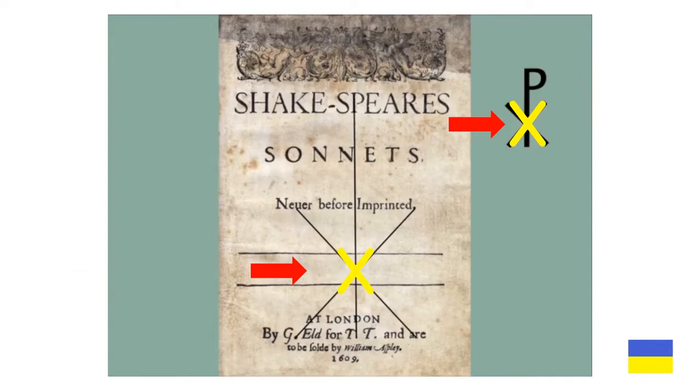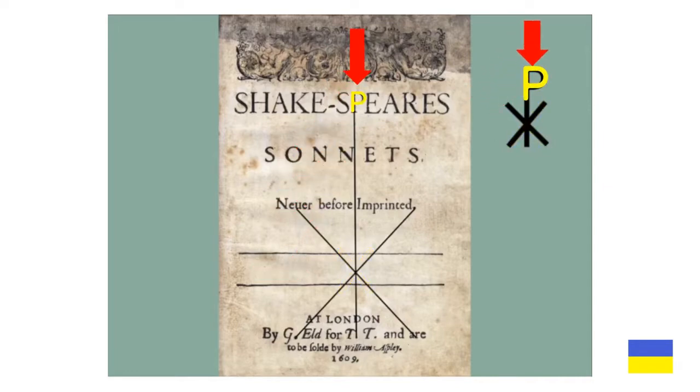The X that the arrows are pointing to is the Greek letter chi. The uppercase P in Spears is actually the Greek letter rho, and together they form the first two letters in the name Christ. The rho line terminates at the very first period after the T, the first T.